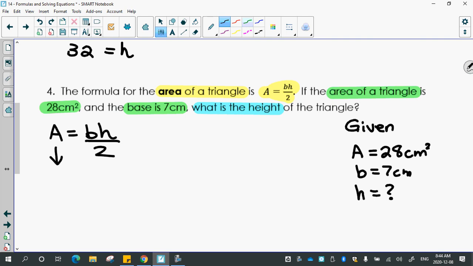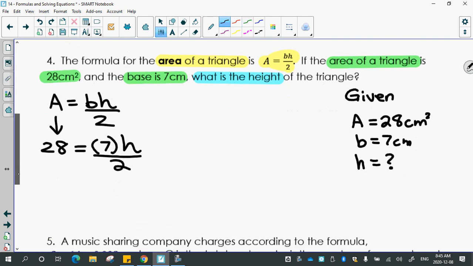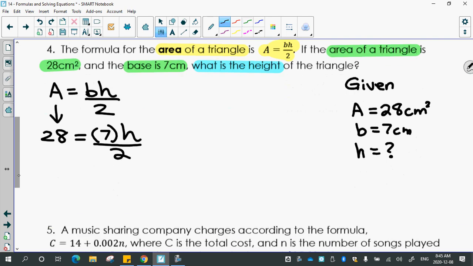Yes. Area is 28 centimeters squared, but we leave the units off. Perfect. Okay. Base is 7, so 7h divided by 2. You could just have the 7 right beside the h without the brackets. That would be okay too, because 7h means 7 times h, and in brackets it also means 7 times h.